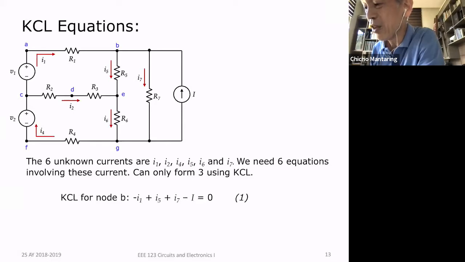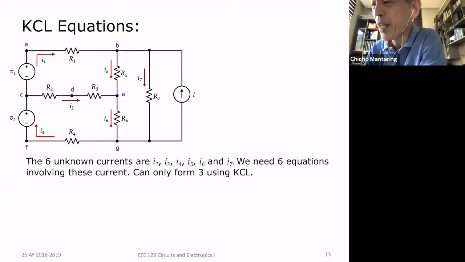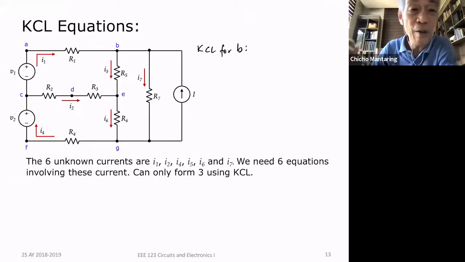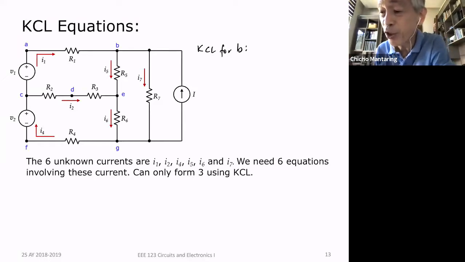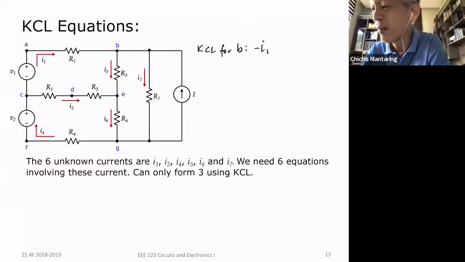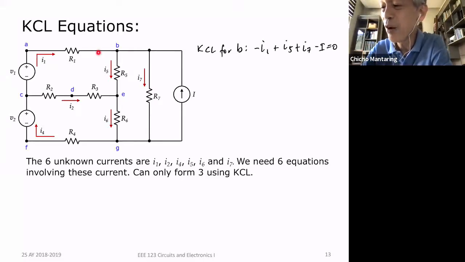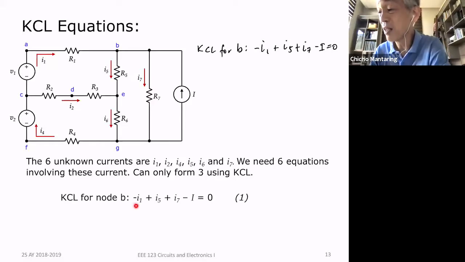Let's start with node B. Ano yung KCL for node B? Okay, remember our convention. The usual convention, if it is leaving the node, it is positive. If it is entering the node, it is negative. So KCL for node B, this is minus I1, plus I5, plus I7, minus I is equal to 0. Ito yung I1 pumapasok, I5 lumalabas, I7 lumalabas, I pumapasok, equal to 0. So that's the first.